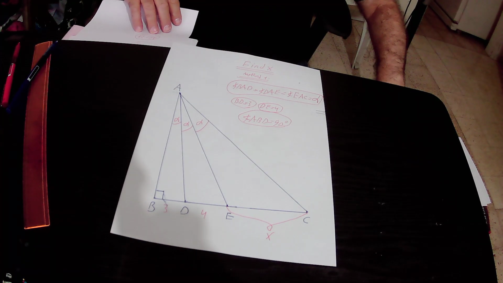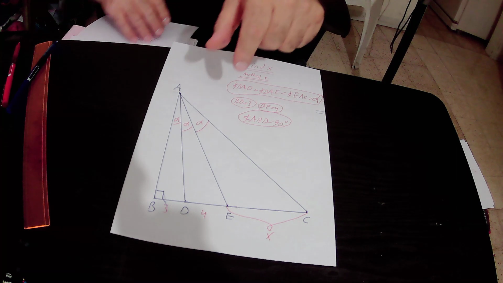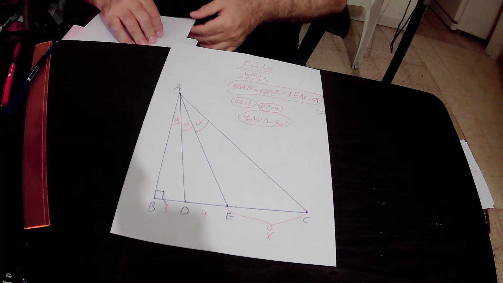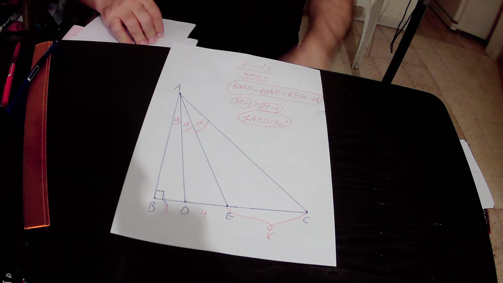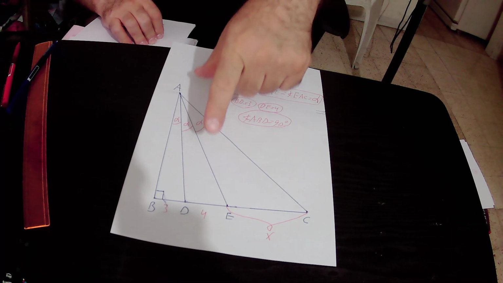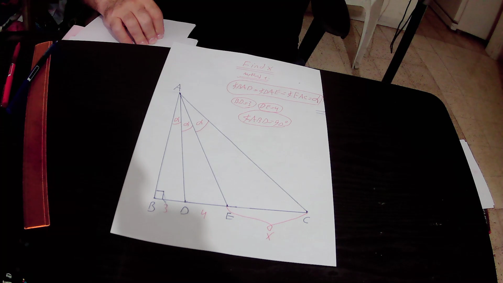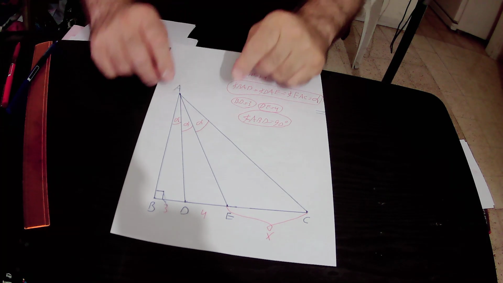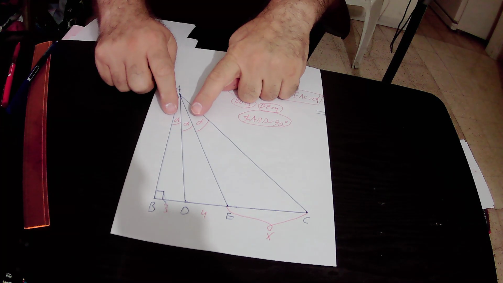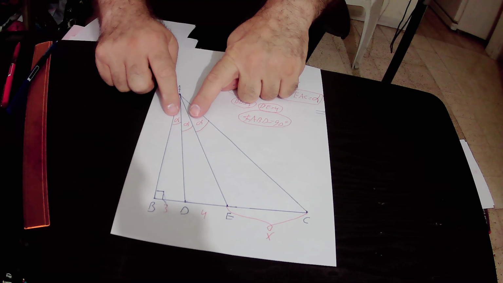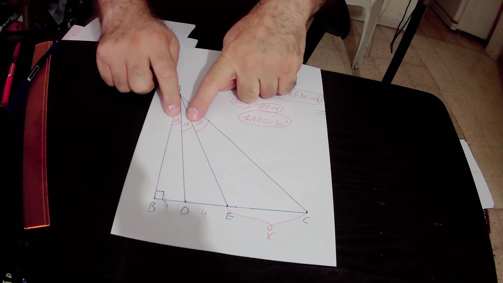So we will focus on the right triangle, triangle ABE. On the right triangle, triangle ABE, we know that AD is angle bisector. Why is AD angle bisector? Because it divides angle BAC into two equal parts. This angle is alpha and this angle is also alpha.